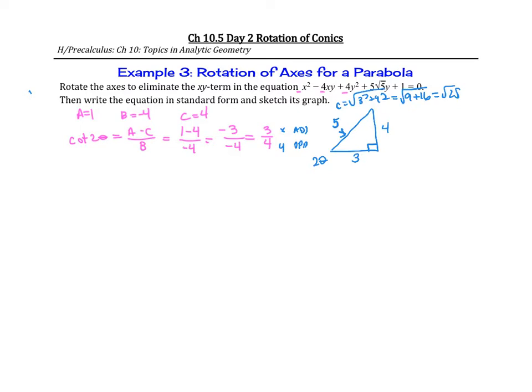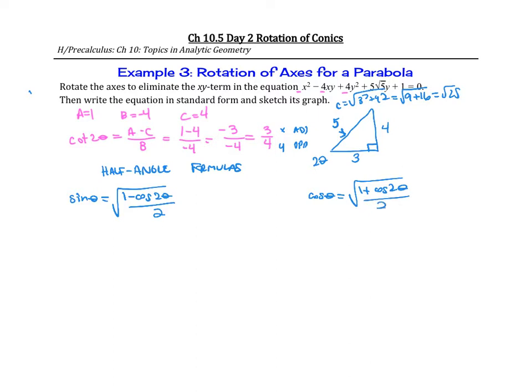And so what we're going to use is our half angle formulas. So for our half angle formulas, we have sine of theta equals the square root of 1 minus cosine of 2 theta, over 2. And then we have cosine of theta equals the square root of 1 plus cosine of 2 theta over 2. So that's the whole reason why we had to find this information. So now we can use cosine of 2 theta equals adjacent over hypotenuse. So this is going to be 3 over 5.